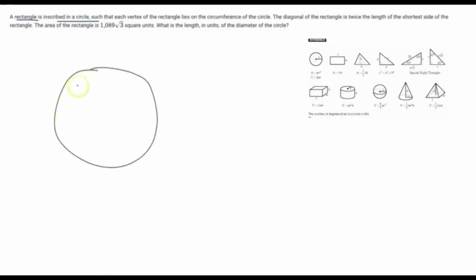So I'm going to draw a circle and then draw a rectangle. The rectangle is drawn such that each corner of the rectangle lies on the circumference of the circle. So one corner goes there, boom. And then the corners of that rectangle are going to be on the circumference, or the outside of that circle. So there's our drawing. It says the diagonal of the rectangle is twice the length of the shortest side of the rectangle. All right, let's draw that in. So the diagonal, which is going to look like this, just going across from one corner to the other, is going to be twice the length of the shortest side of the rectangle.